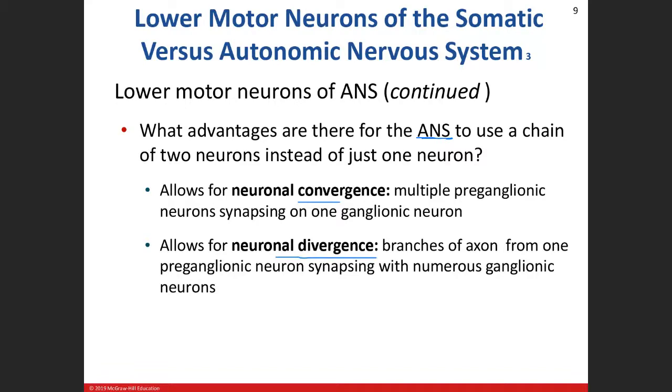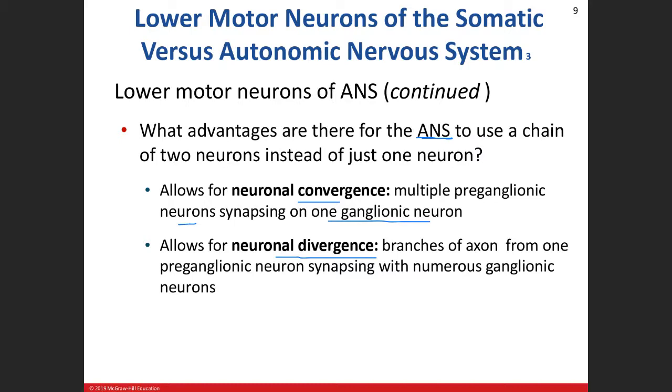So neuronal convergence is when we can have many preganglionic neurons that synapse onto one ganglionic neuron, which is good. For a simple example, if it's a 1-to-1 ratio and you cut the preganglionic neuron, you're screwed. But in this scenario, if you have multiple preganglionic neurons and you cut one, no problem. Several others can still excite the postganglionic neuron.